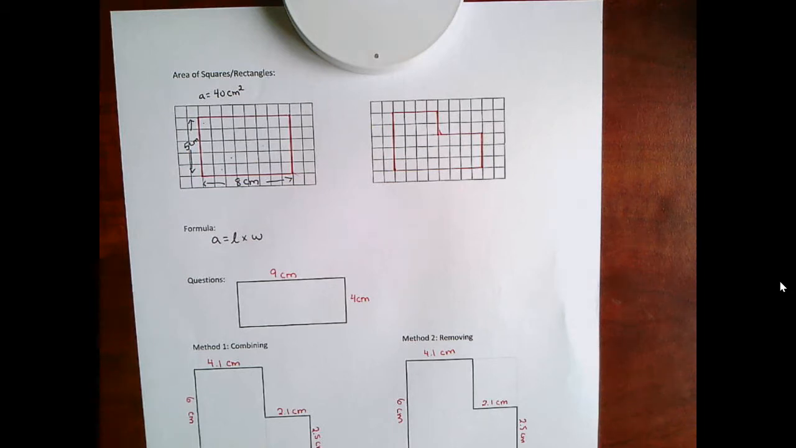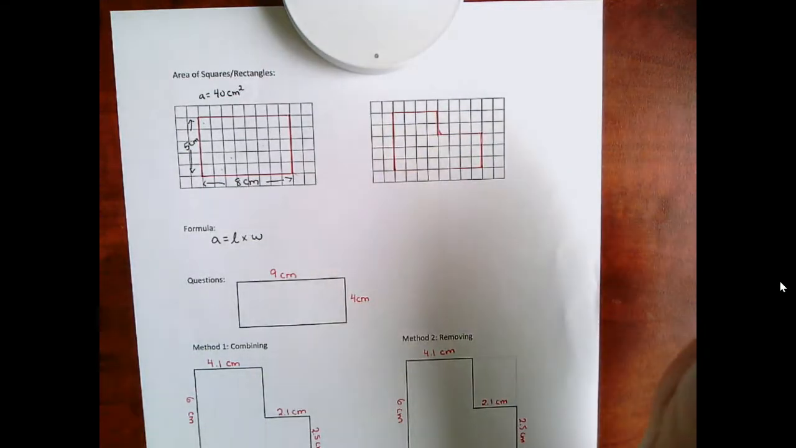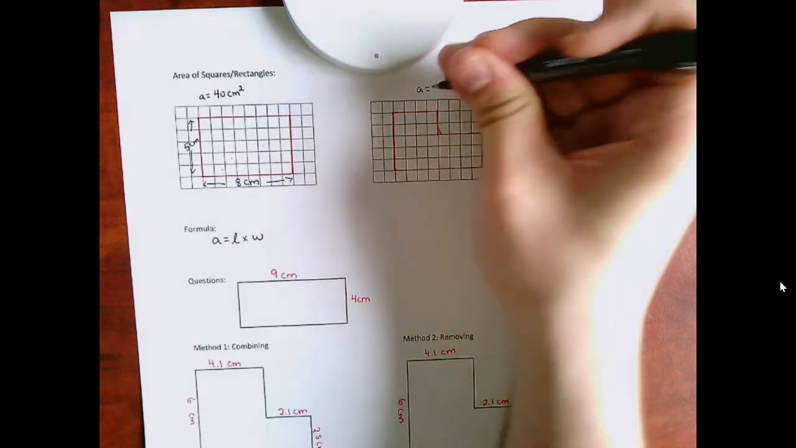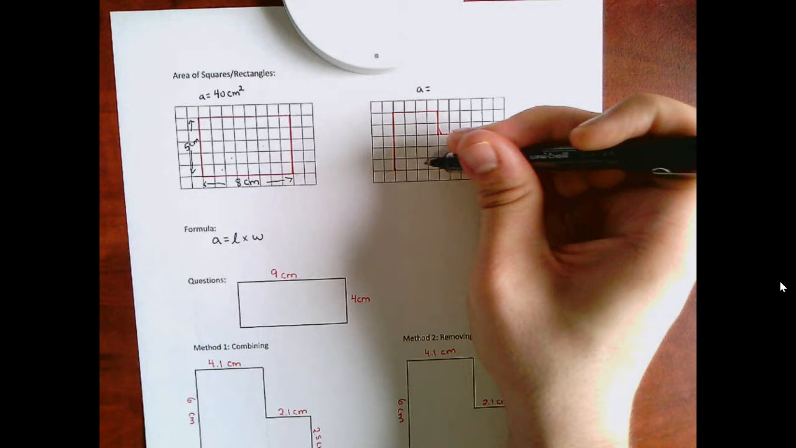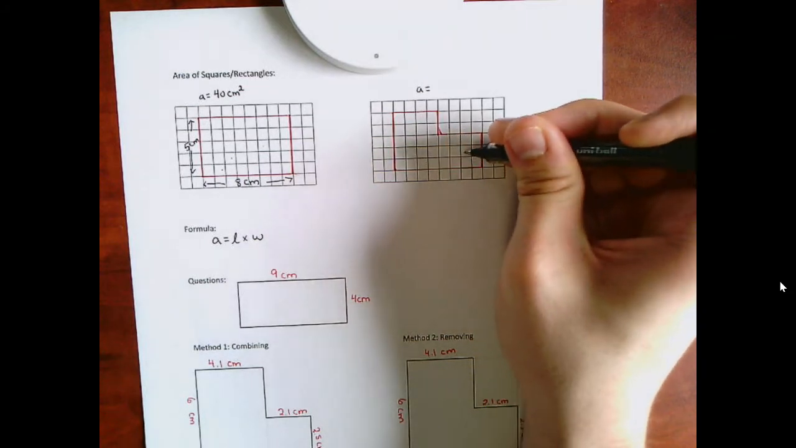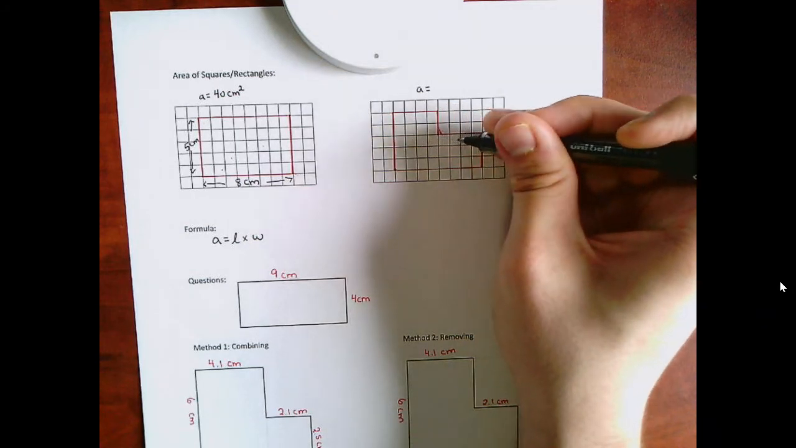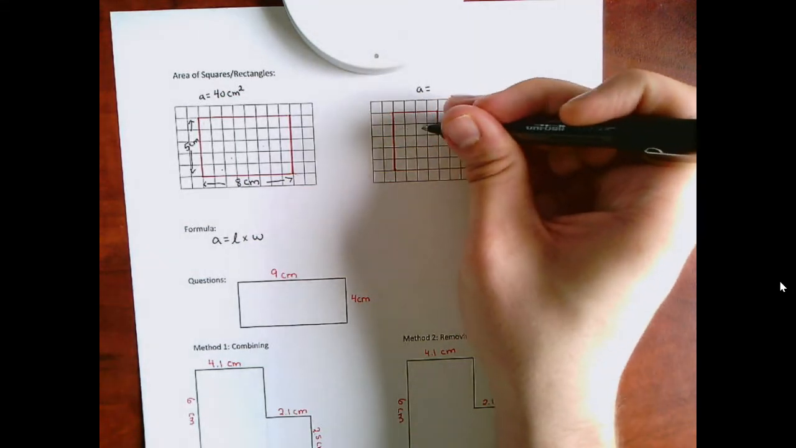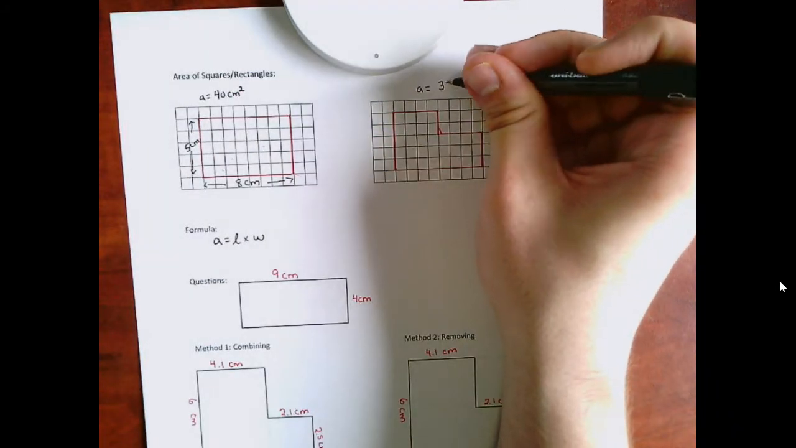Okay, now the next one on the right is a similar size shape, but we have to look at it a little bit differently. So you'll notice that it's missing a part. It's missing a section from here. So we can calculate the area of this shape by counting up the squares inside. So we can count 1, 2, 3, and so on up to 32 centimeters squared.